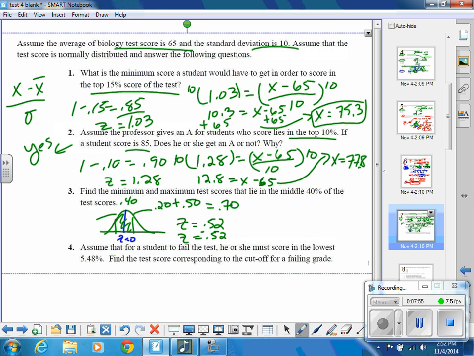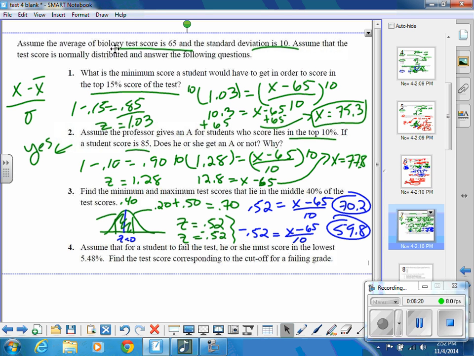Now, remember, you get two answers here, a positive 0.52 and a negative 0.52, okay? So I'm going to do the same formula with these two things that I just found. So it would be 0.52 is equal to x minus 65 over 10, and negative 0.52 is equal to x minus 65 over 10. And I go through and I solve, and I'm going to skip that step here, okay? And you get 70.2 and 59.8. And so those are the two answers for the minimum and maximum scores.